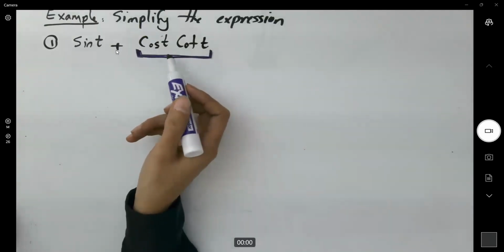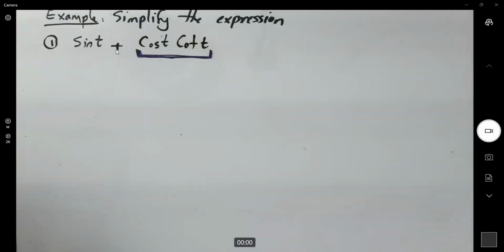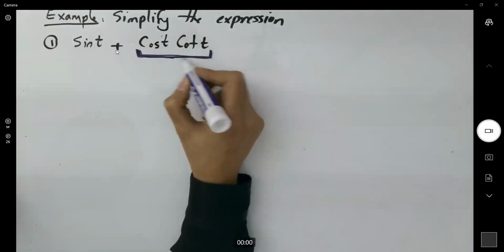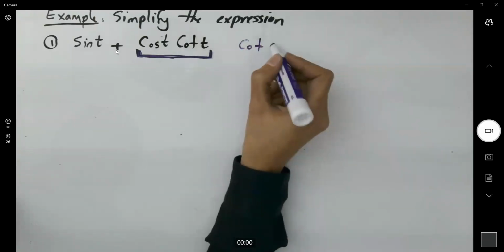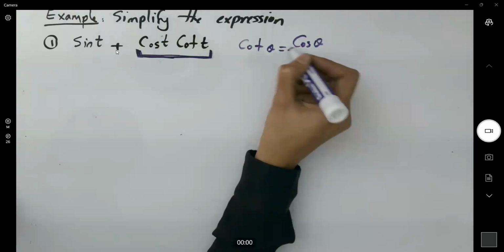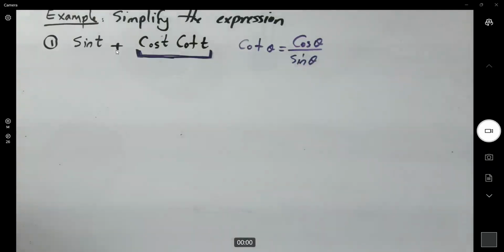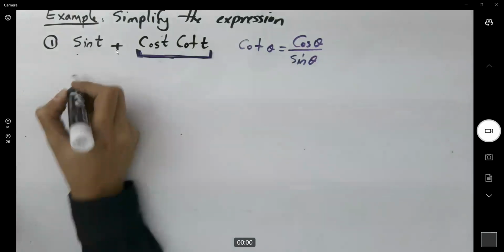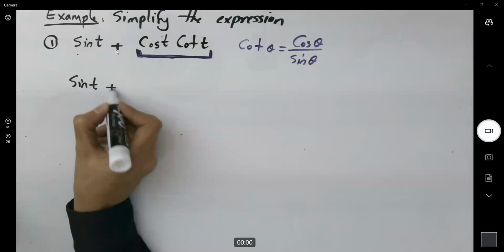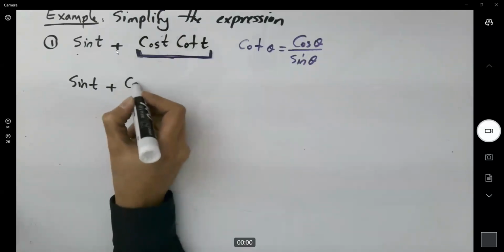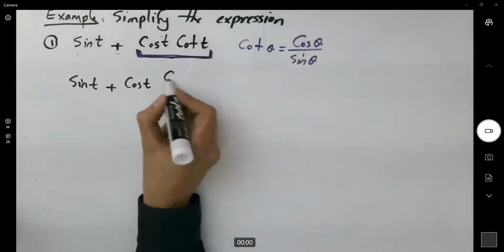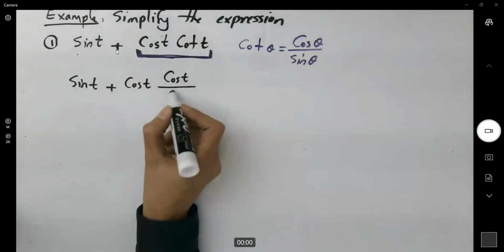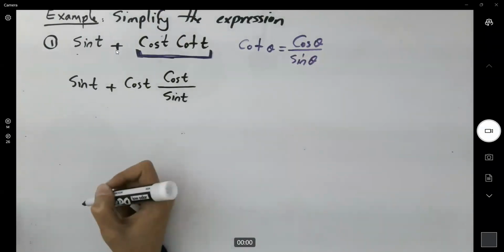Well, okay, let's see what I can do here. Well, we know that cotangent is cosine divided by sine. Okay, I have something to work with. I'm going to copy this down as sine t plus cosine t, and now I'm going to write down cotangent t as cosine t divided by sine t.